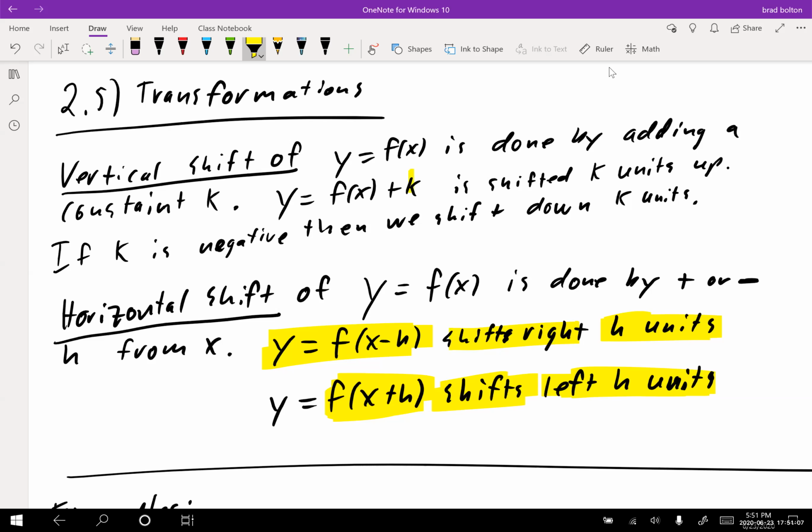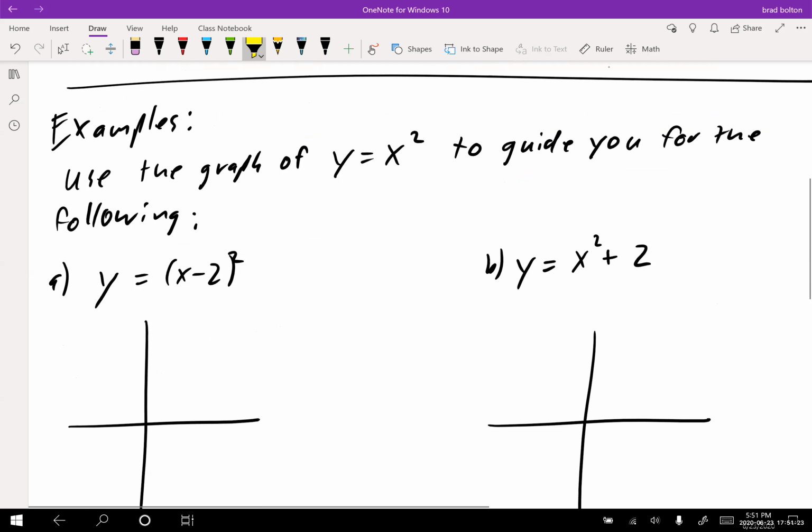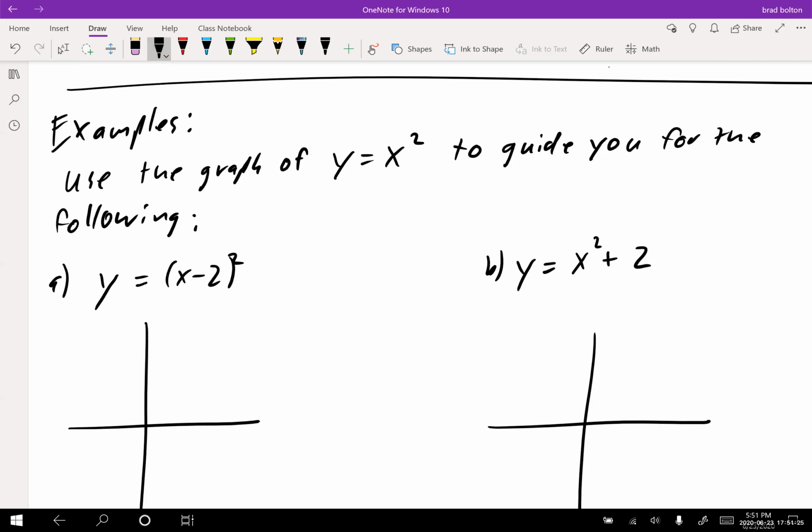However, when you're doing a vertical shift, this is not inside the f of x. So this just causes it to shift up or down the same number of units as whatever the sign is. If it's negative, you shift down that many units. If it's positive, you shift up. So that's one of the main things you have to learn. And many of you, once again, have seen stuff like this. We're just refreshing it.